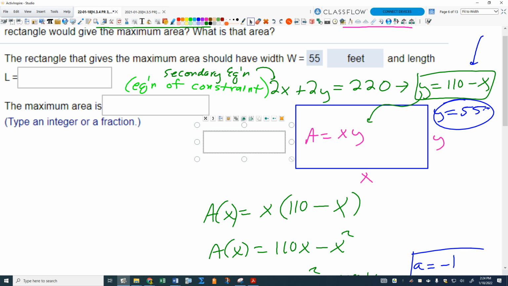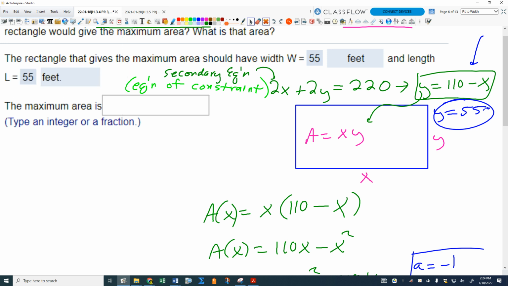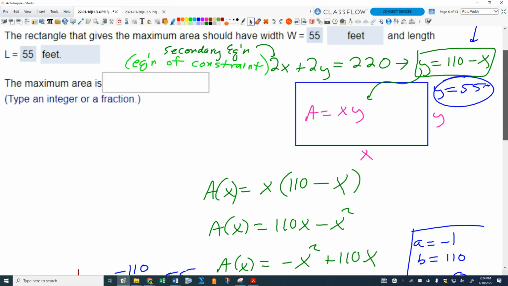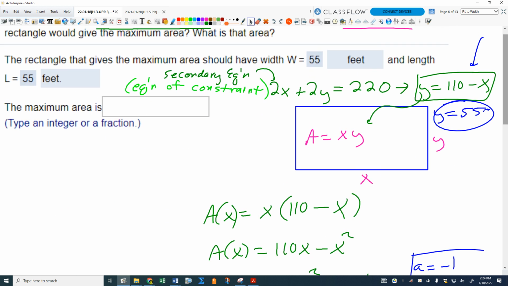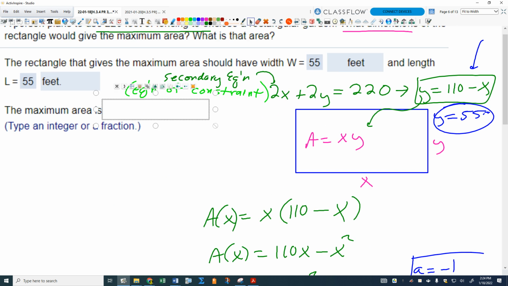So 55 feet is the width, 55 feet is the length, and the maximum area would be, well, we already know what that is. 3,025, right? Because what did we graph here on this space? We were graphing area as a function of x, and so this was a maximum for area, 3,025. Okay? Okay, make sense?